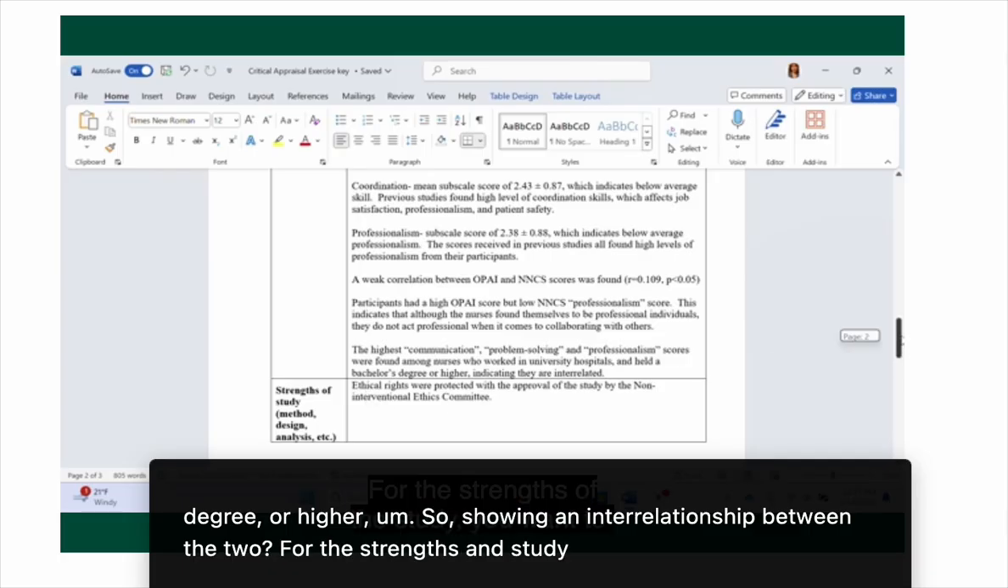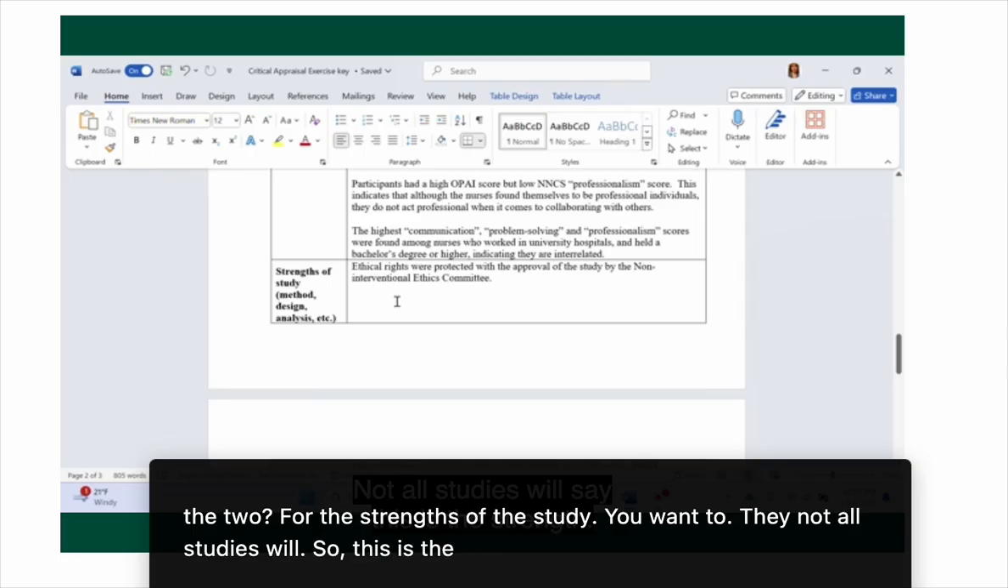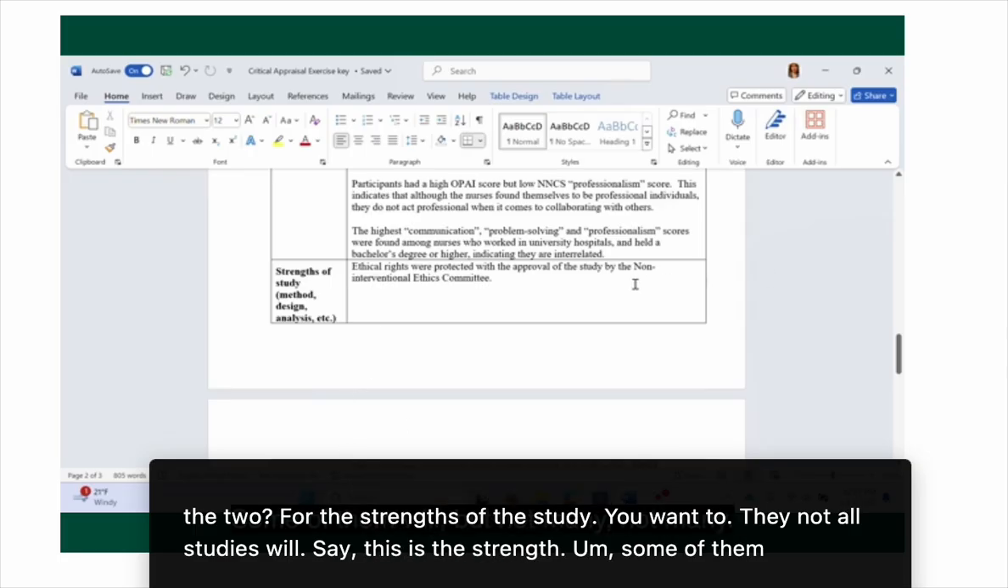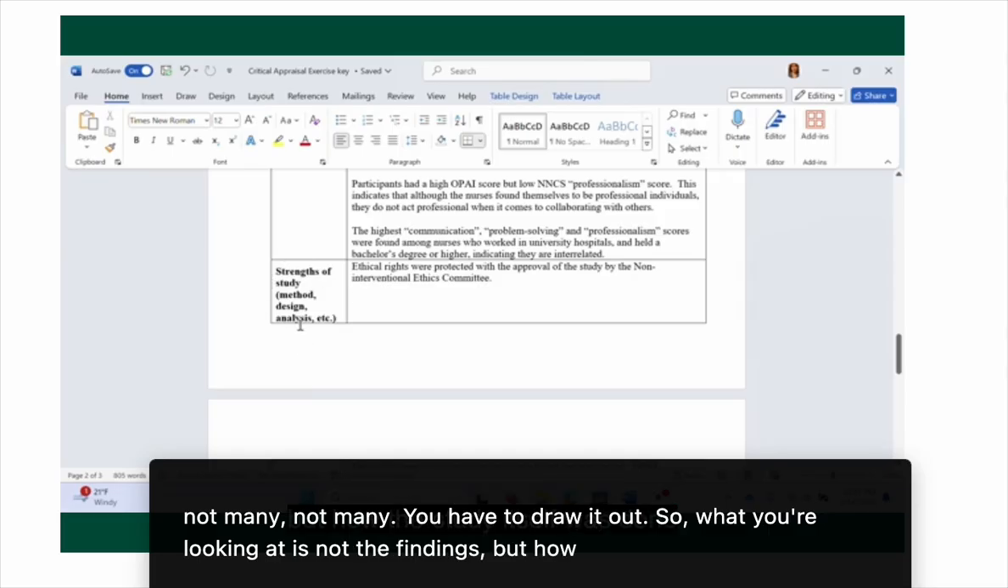For the strengths of the study, not all studies will say this is the strength. Some of them will, but not many. You have to draw it out. So what you're looking at is not the findings, but how the study itself was done.